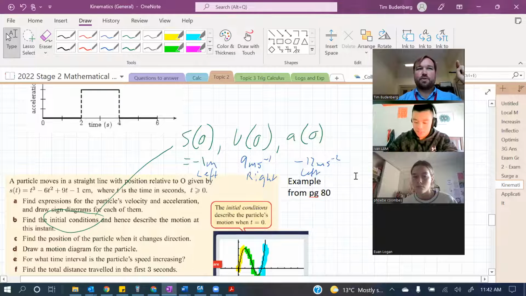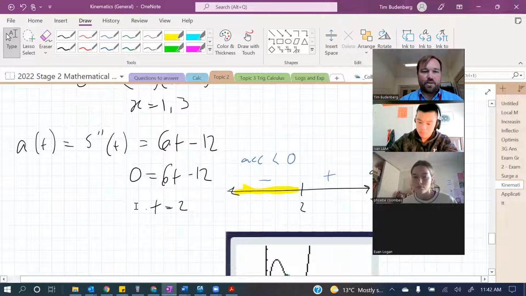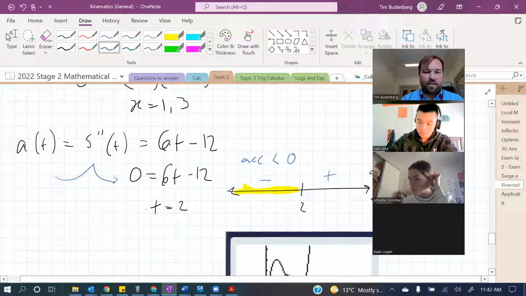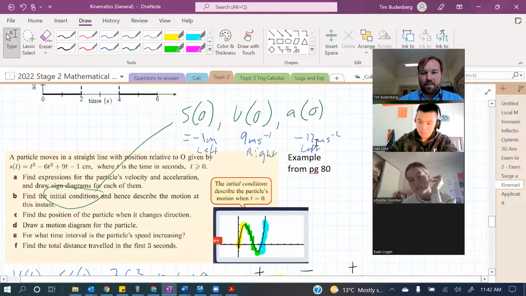You're still going forward, but you're slowing down. So what's with the -12? -12 is its acceleration, the acceleration at time equals 0, if you sub t equals 0 into the second derivative. So -12 means that a of 0 is -12. It means that the acceleration is pulling him to the left.